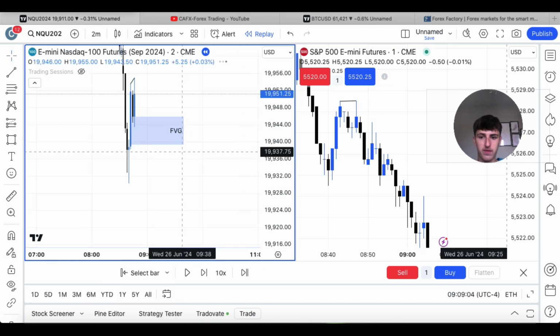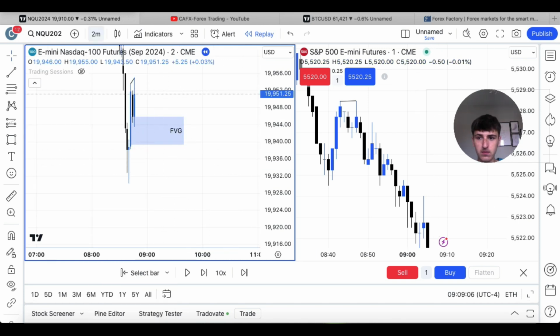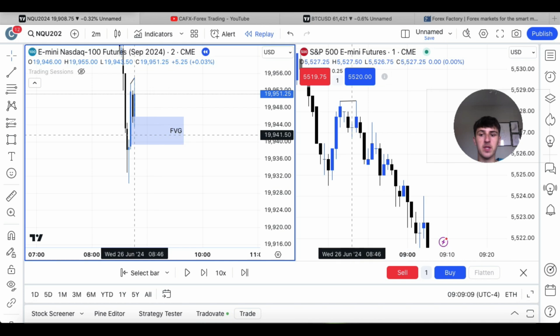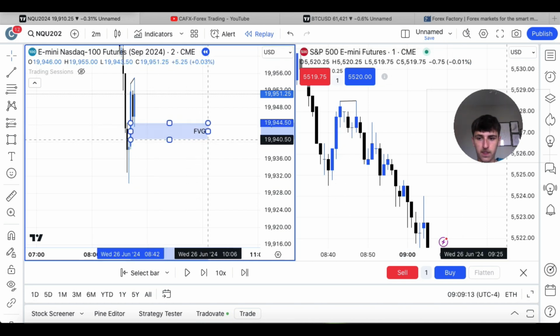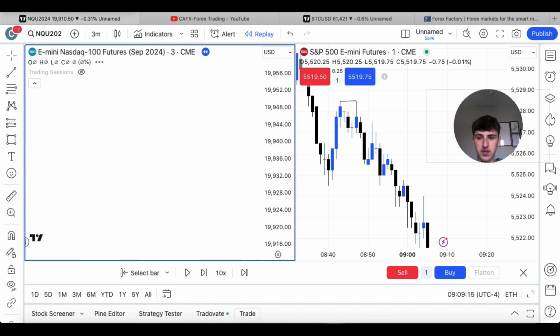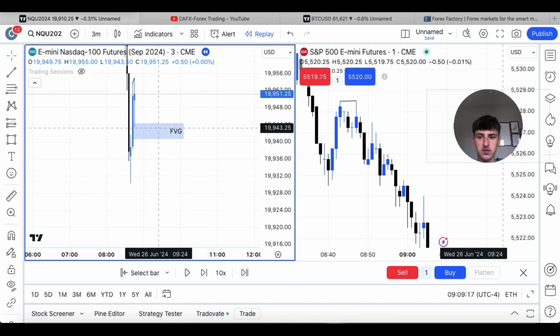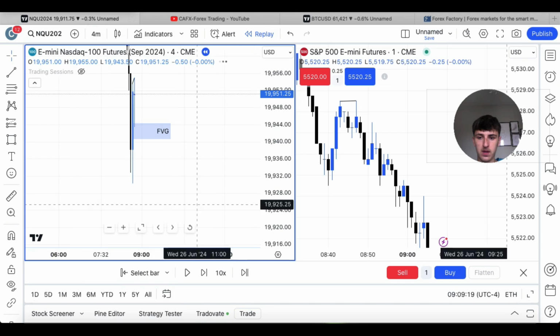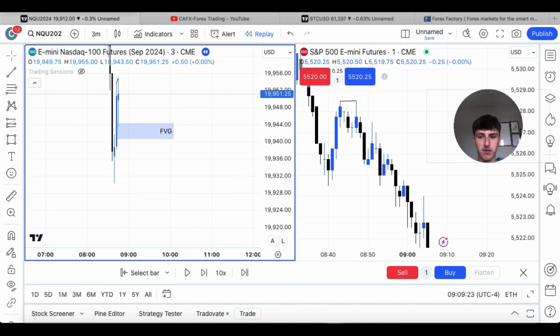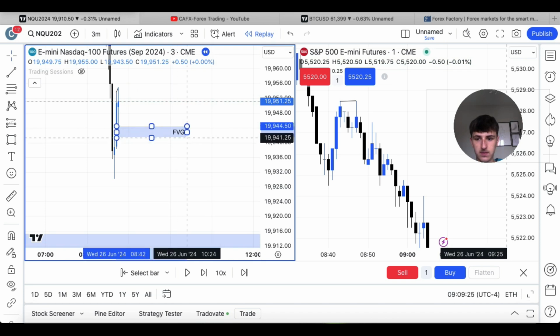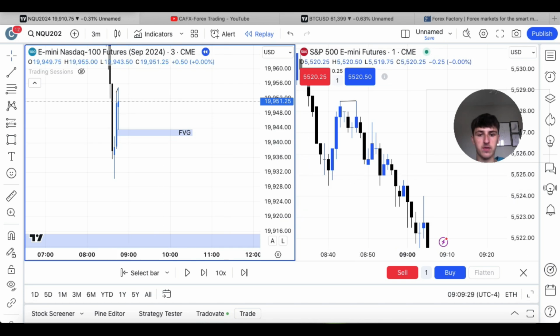Now, there's no other fair value gap on any other time frame. Okay, there's a 2 minute, so we need to mark that out. Okay, now you go to the 3 minute. Is there any more? Okay, so there's a 3 minute, a small one, and there's no 4 minute. So we go to the highest time frame and we wait for a 3 minute candle close below this bullish fair value gap.